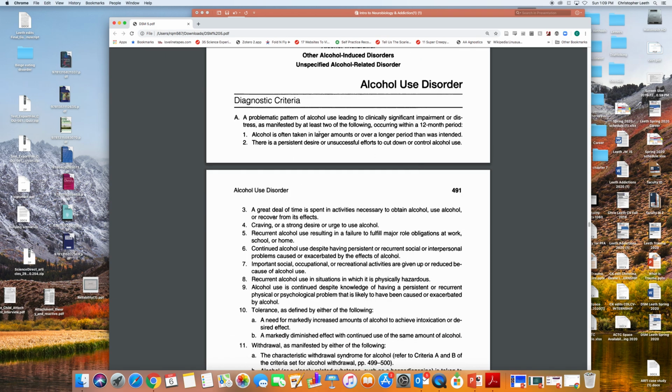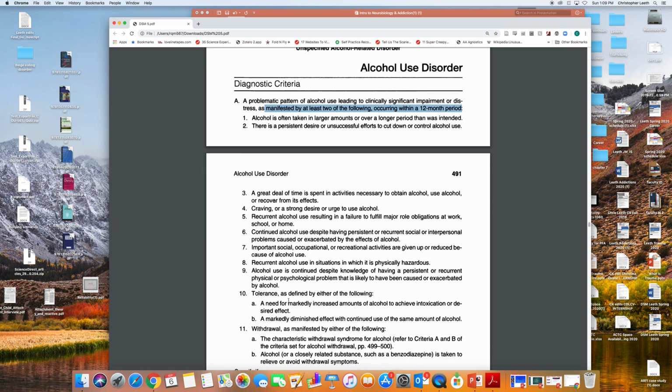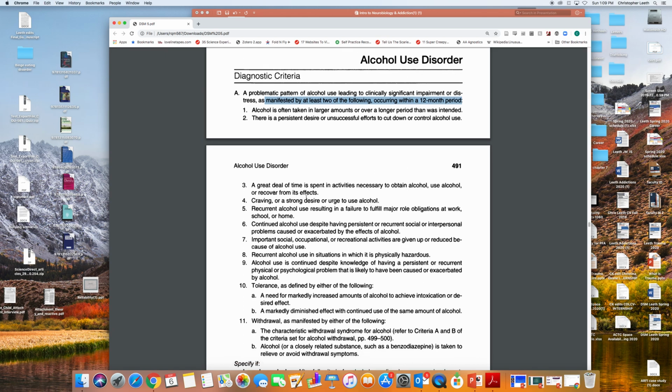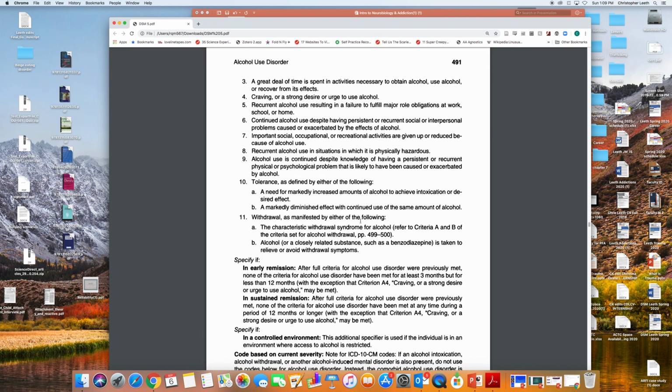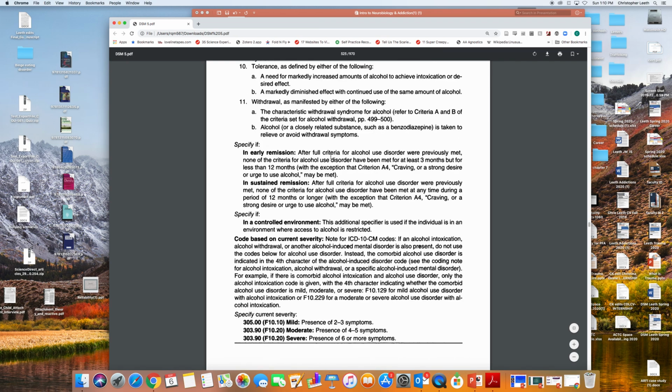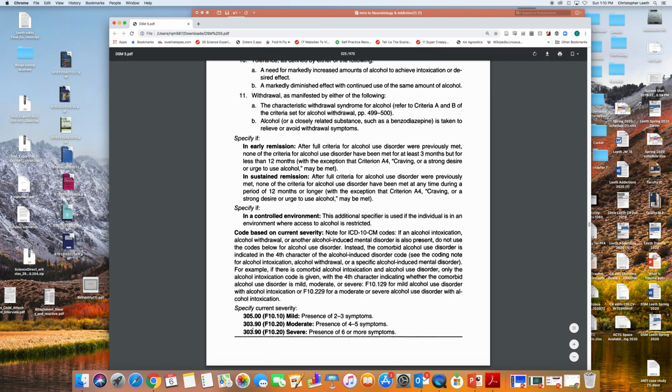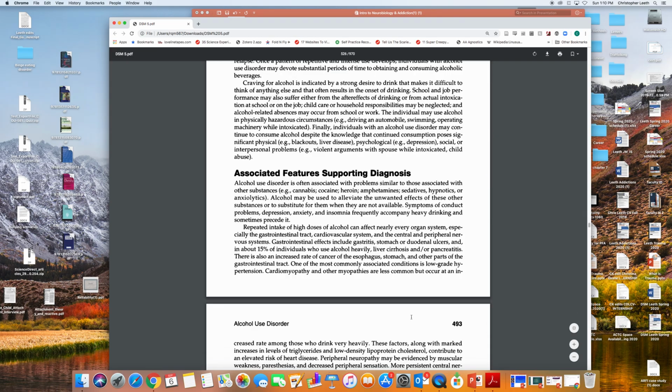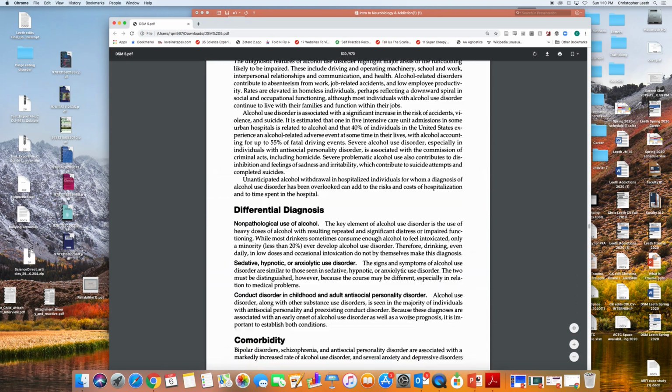A pattern of behavior with alcohol, so with the substance, manifested by at least 2 of the following within 1 year. So all those symptoms that we just went over are here, right? Taken in a larger amount, unsuccessful efforts to cut down, the time, the craving, recurrent use, etc. We have a couple of remission specifiers. In a controlled environment means if they're in a substance abuse facility, right, or a prison or a hospital. And again, mild, and you see how the code changes here. Mild, 2 to 3 symptoms. Moderate, 4 to 5. Severe, 6 or more. We go down a little bit. Here's all your information about it.